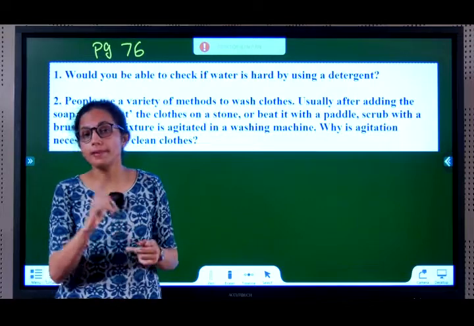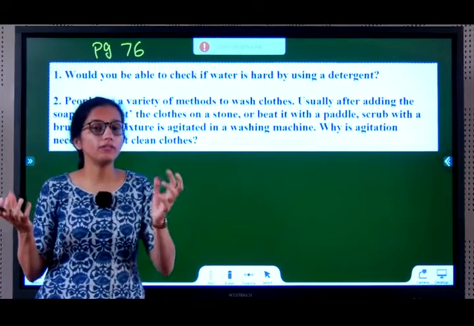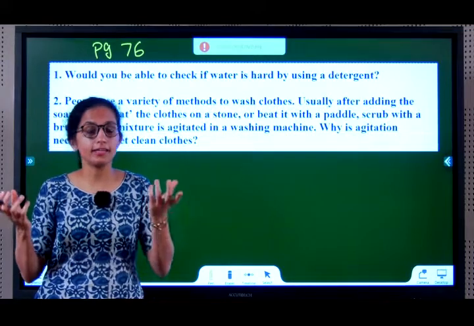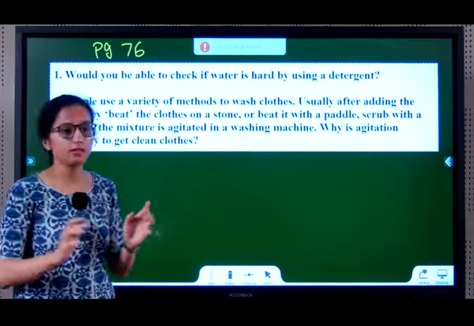But if I use soap, it is possible, because if I add soap to soft water, I get lather, but soap in hard water forms scum, not enough lather, less foam. You can recognize which is hard. So using detergent, the answer is no.